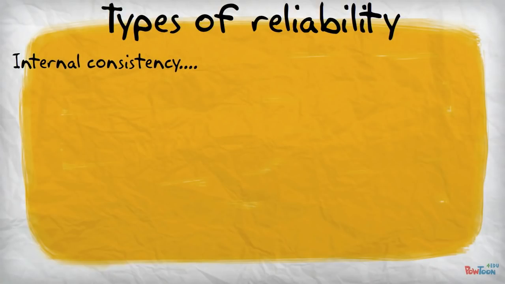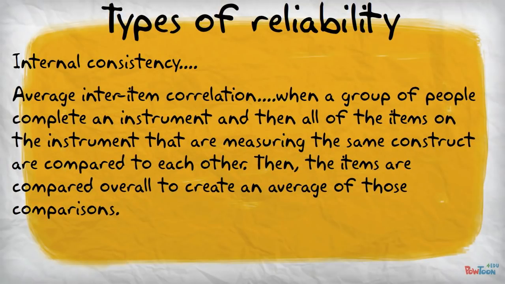The first is average inter-item correlation. This is when a group of people complete an instrument and then all of the items on the instrument that are measuring the same construct are compared to each other, one at a time in pairs. Then the items are compared overall to create an average of those comparisons.